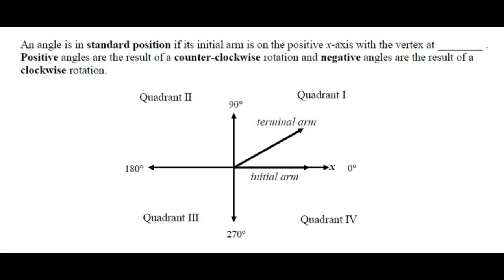An angle is in standard position if its initial arm is on the positive x-axis with the vertex at where? The origin. Or 0, 0. Let's put in both. Positive angles are, okay, if it differs from yours, just let me know. Positive angles are the result of a counterclockwise rotation.